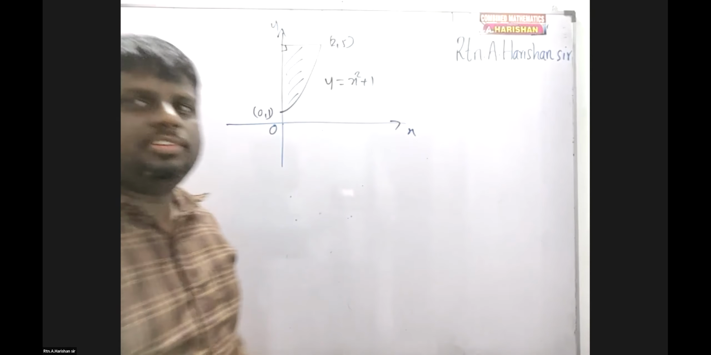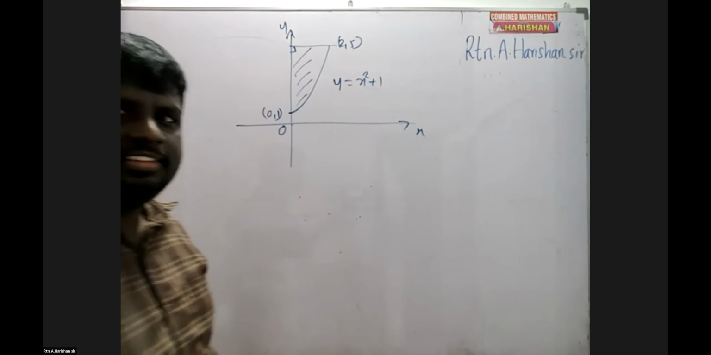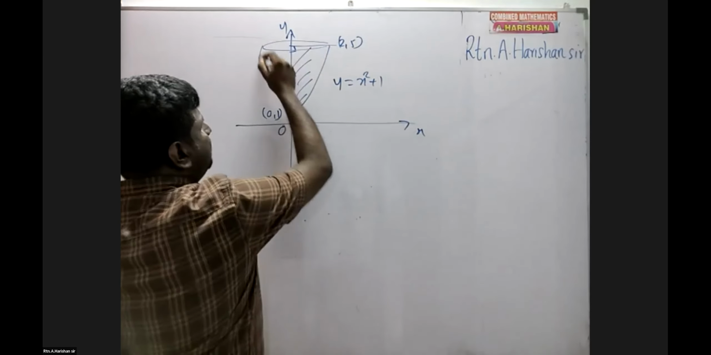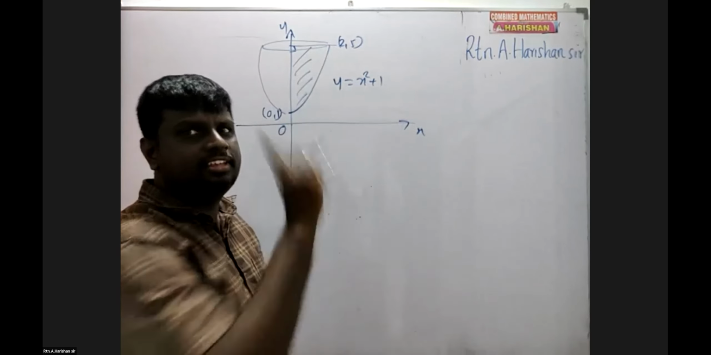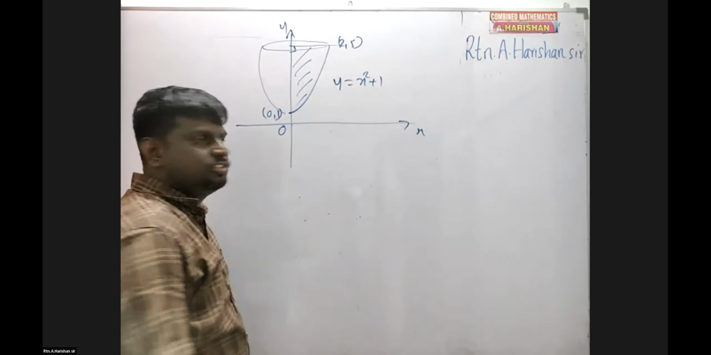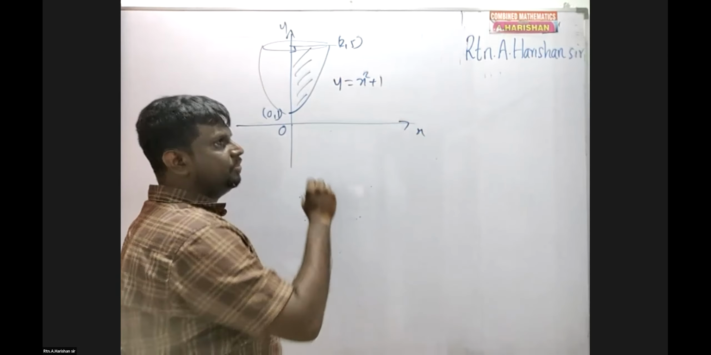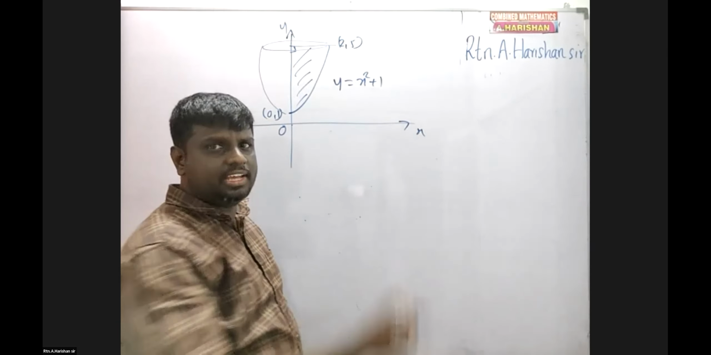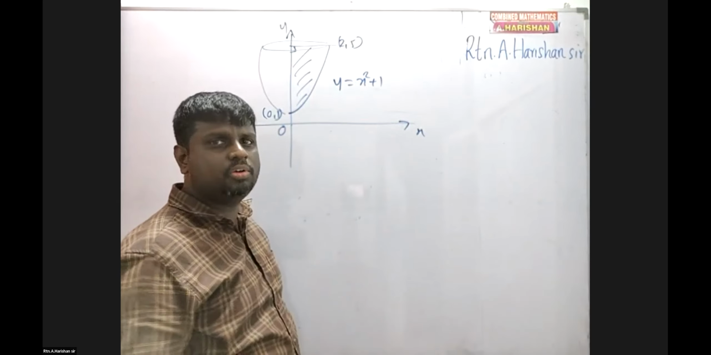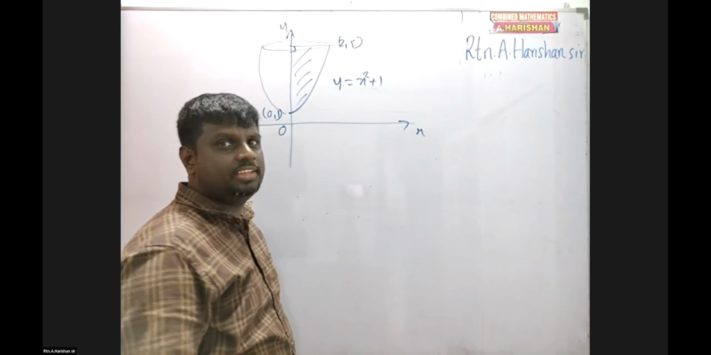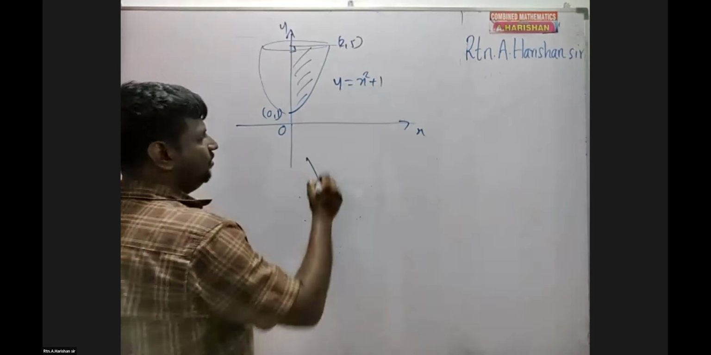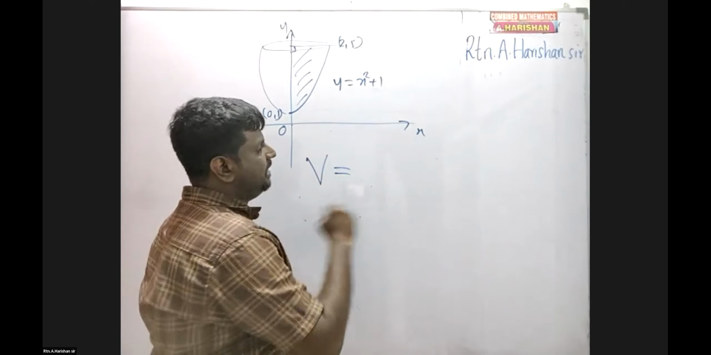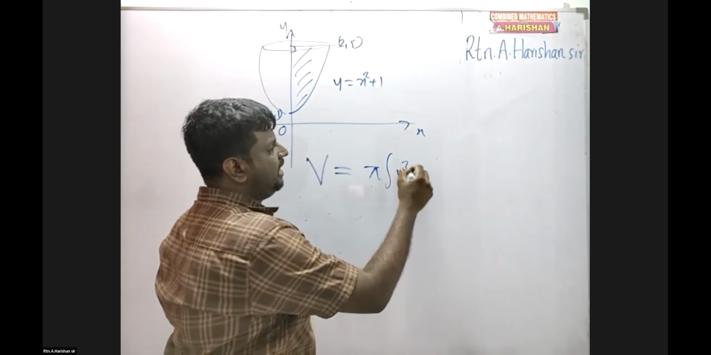Come on, guys. Y-axis, that is in the dark line. See how to do that. So it is rotated about the y-axis. It's going to form something like this. We are talking about volume, not area, no? Earlier I put A for area. That is wrong. For volume, V, it is pi y squared.